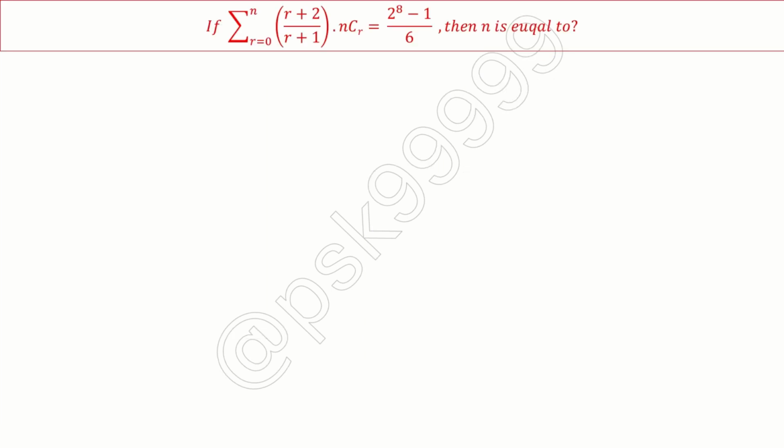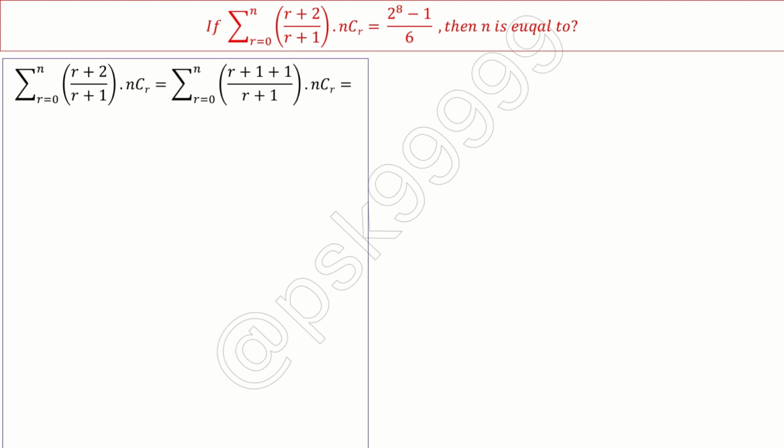If sigma of r equal to 0 to n, (r + 2) divided by (r + 1) times nCr equals (2^8 − 1) divided by 6, then what is the value of n? Okay, so this is also similar to the previous two questions. First thing is you split it. R + 2, I will write it as (r + 1) + 1 divided by (r + 1), correct? Now it will become two terms. First term is (r + 1) divided by (r + 1), which is 1. So sigma nCr plus sigma 1/(r + 1) times nCr. Okay, so the first term is straightforward. We know that this is 2^n, correct?